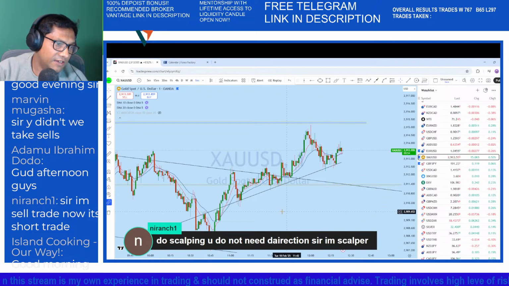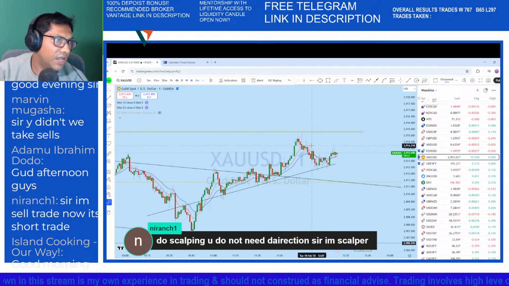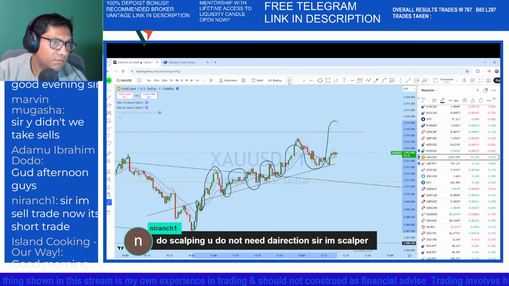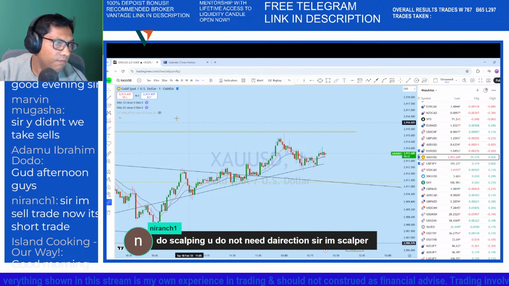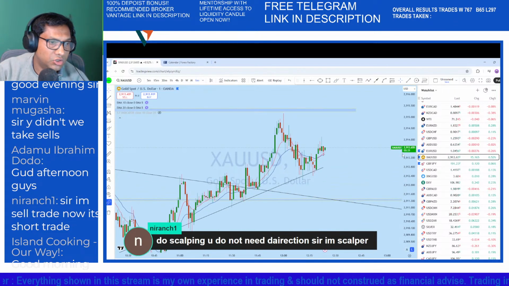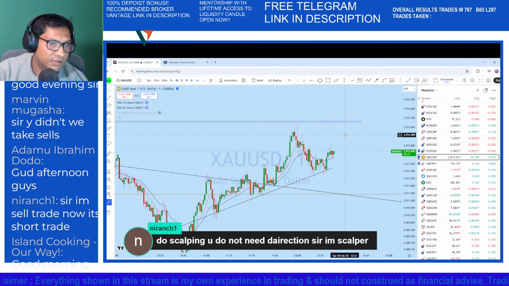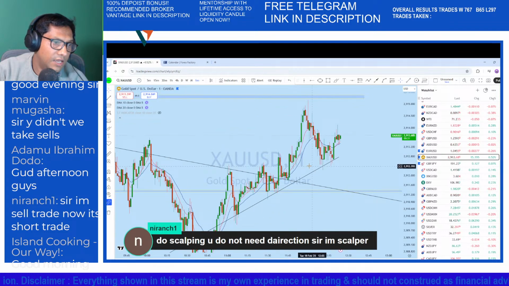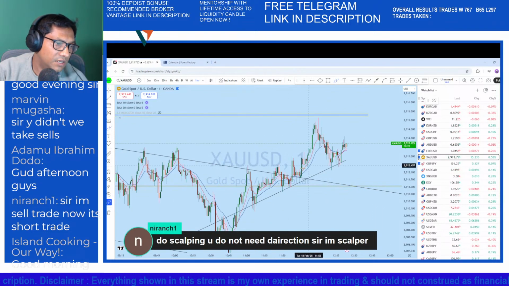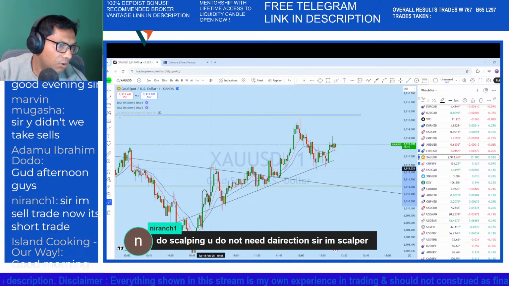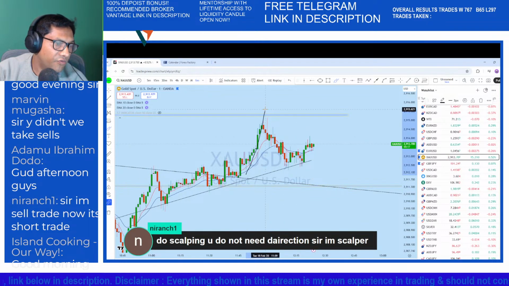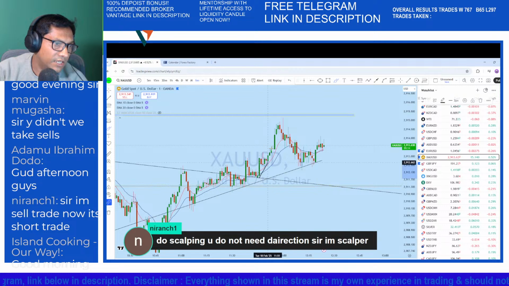If you look at it, you can see this is an impulse correction, the market trending with a higher high and higher low. In this situation, where the market is trending in the major flow, that's where the trend is stronger.